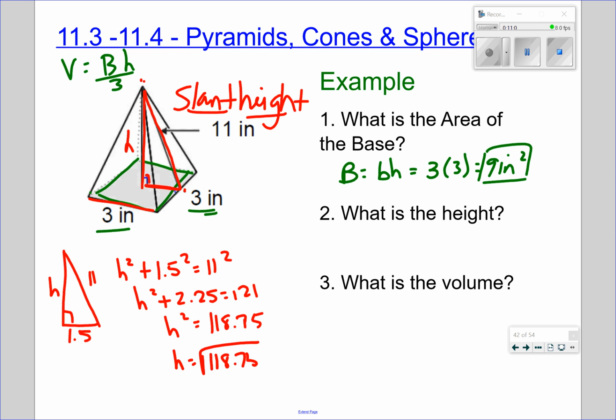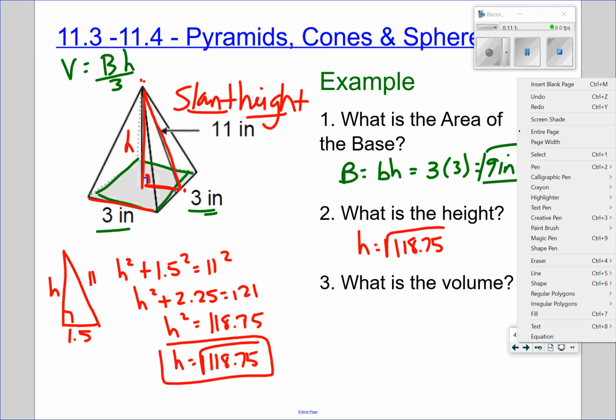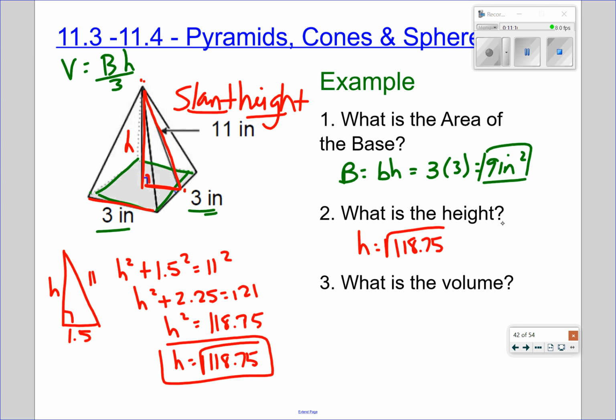Now, this is not a nice number, so I'm going to leave this as a radical. So my height is the square root of 118.75. So then for my volume, I'm going to use that radical because I don't want to round in the middle of my problem. So my volume would be area of the base, which is 9 square inches, times the height, which is the square root of 118.75, and then I'm going to divide that whole thing by 3.